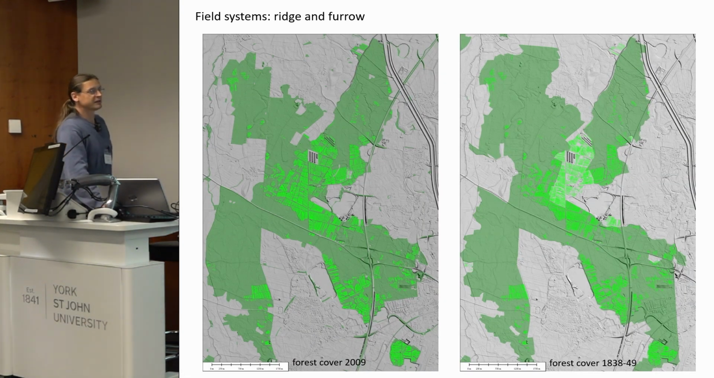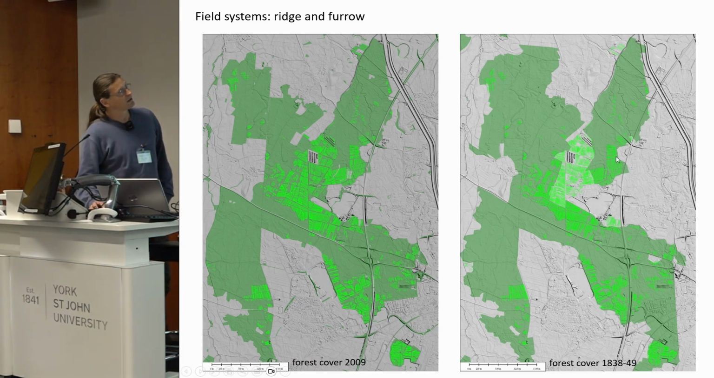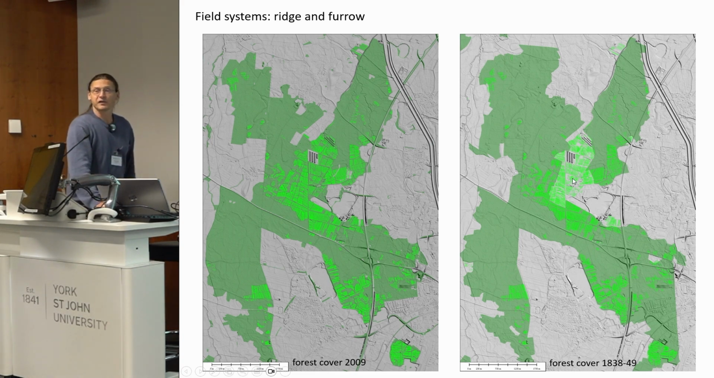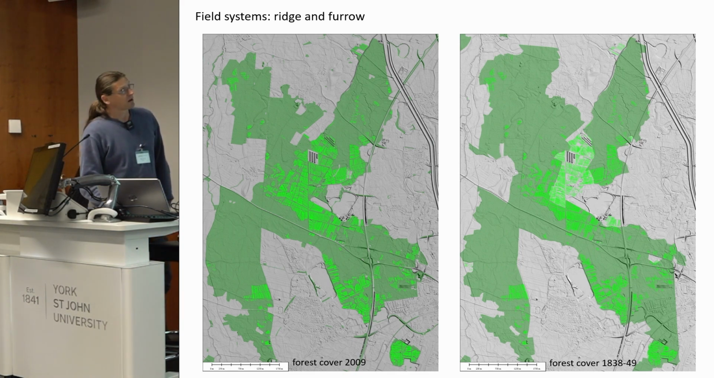And then you look at the forest cover from, for example, the mid-19th century, and you see that in this area, many of those ridge and furrow fields were still not reforested in the mid-19th century. And those are the ones that are very orderly, with straight lines, parallel lines, straight outlines.